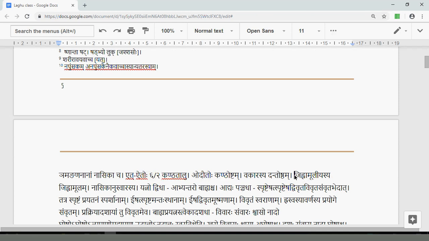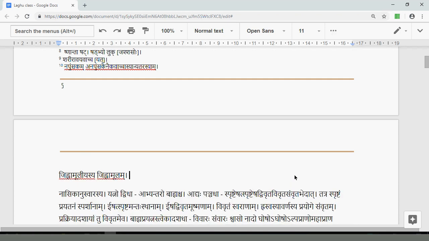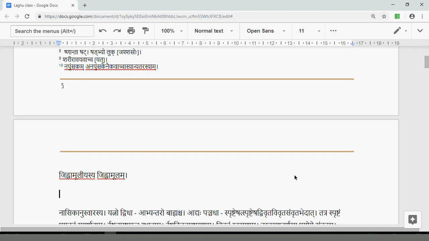Jivha mulyasya jivha mulam. Let's look at this separately. Just like we saw upadmaniya, you have jivha mulya also. Jivha mula is the mula of the jivha. The mula of the tongue is actually at the throat itself. The tongue is joined somewhere around the throat. So jivha mula is that. Jivha mula is visarga followed by a ka, and visarga followed by a kh. This visarga preceding the kakara or khakara is called jivha mula.